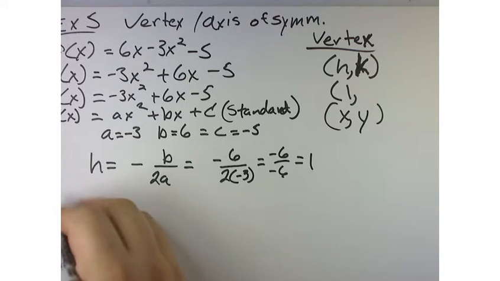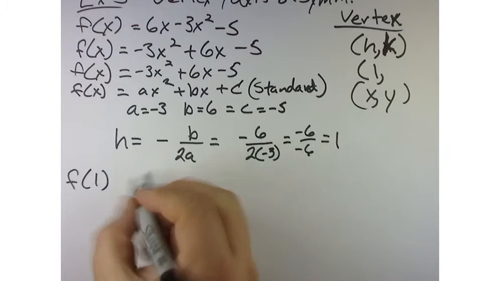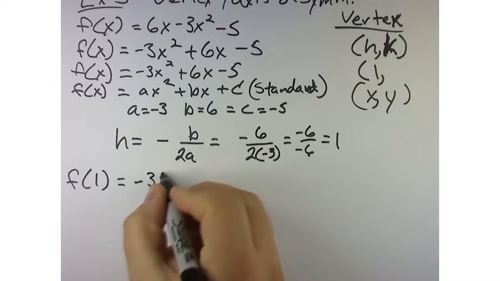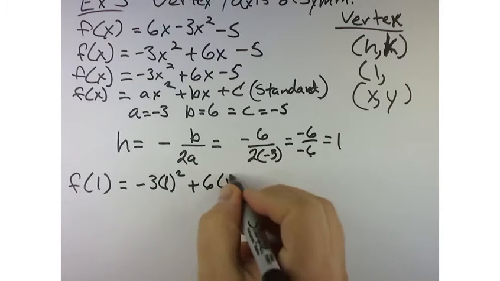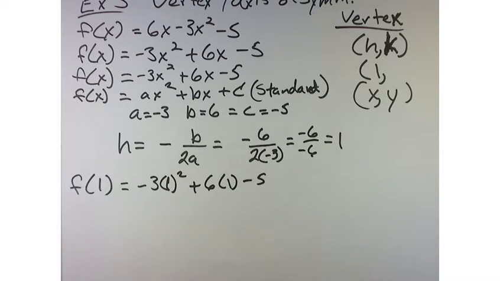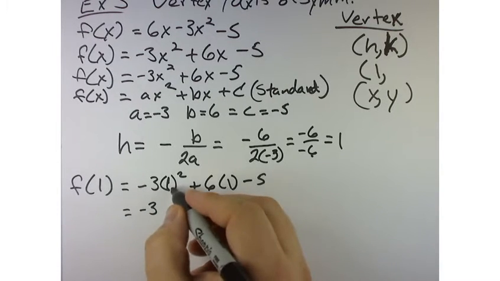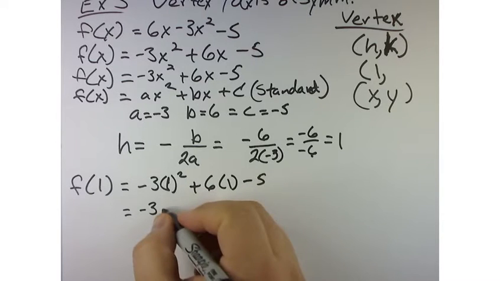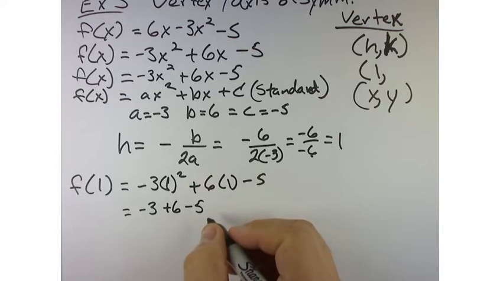Well then, what I need to do to find the corresponding y value, when x equals 1, the y value is going to be -3 times 1 squared plus 6 times 1 minus 5. Right? So I'm just going to plug in the 1. Wherever there's an x in the original function, I'm going to plug in a 1. So that gives me -3, because 1 squared is 1 times -3. 6 times 1 is +6, and then we have -5. So I've got, what's the answer, -2?